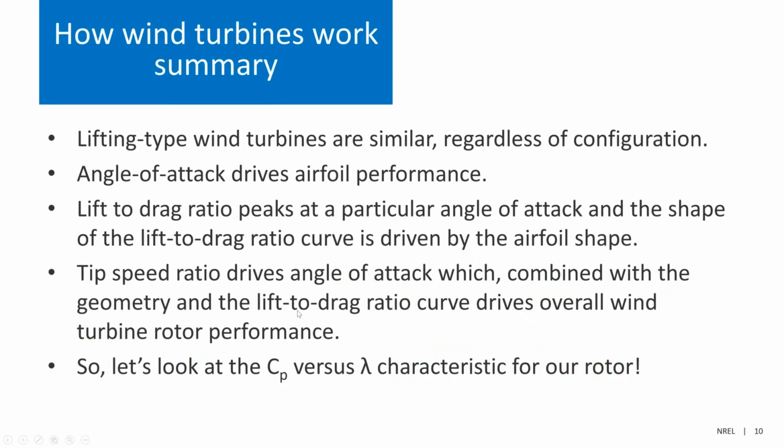So let's summarize this entire section. Lifting type wind turbines are all similar regardless of configuration, including VAWTs. Angle of attack drives airfoil performance. Lift to drag ratio and all of the other airfoil parameters are driven by airfoil shape. Tip speed ratio drives the angle of attack, which combined with all of this other geometry controls turbine performance. And so CP versus lambda is the main thing that you want to understand if you want to understand a wind turbine rotor.